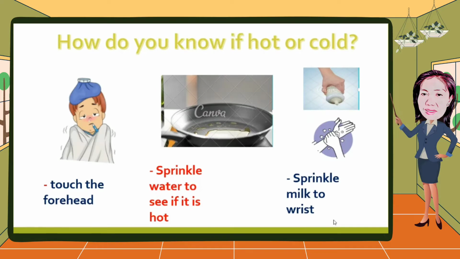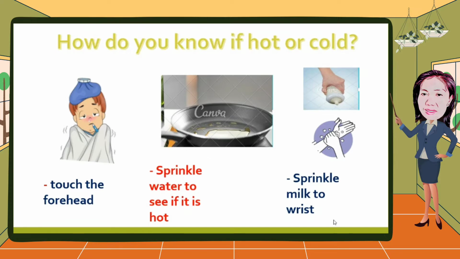So what do you see in the pictures? First picture is a child having fever. So what do you think is the best way to know the temperature of the child with fever? So maybe we can use thermometer, no? Or if we don't have thermometer, we'll just touch the forehead and feel if it is hot or very hot or not so hot.